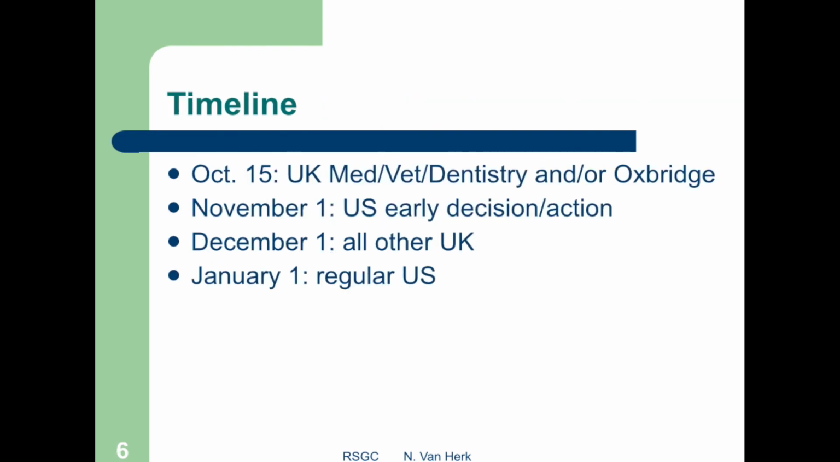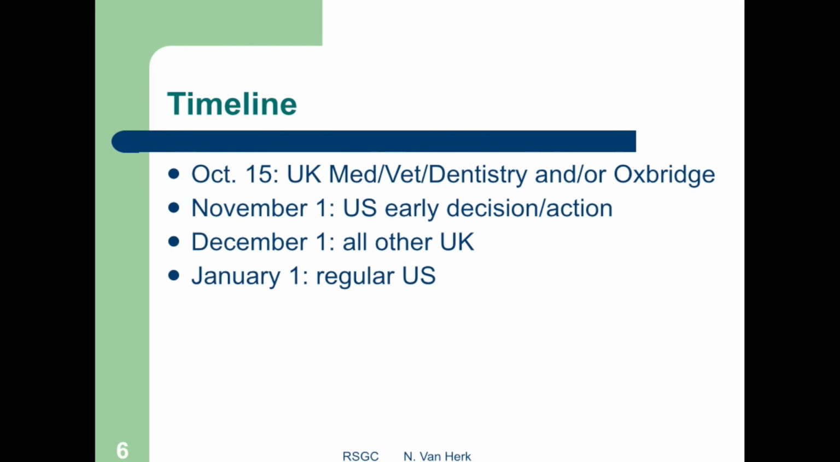Quick timeline, this is for grade 12. So in October, if you're applying to medicine, veterinary medicine, or dentistry, and or Oxbridge, which is just a clever way of combining Oxford or Cambridge, and you can only apply to one or the other, you can't apply to both. Those are due October 15th. If you're applying to the US, what's called early decision or early action, the former being a binding commitment. If you're accepted, you have to go. Early action just means they give you an answer sooner. Those are due November 1st.